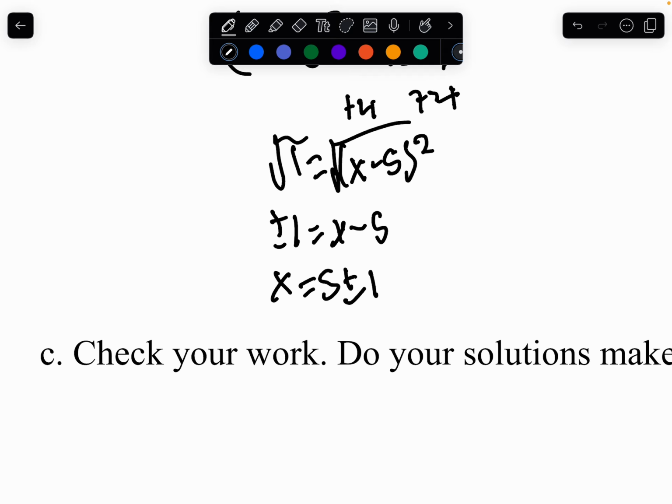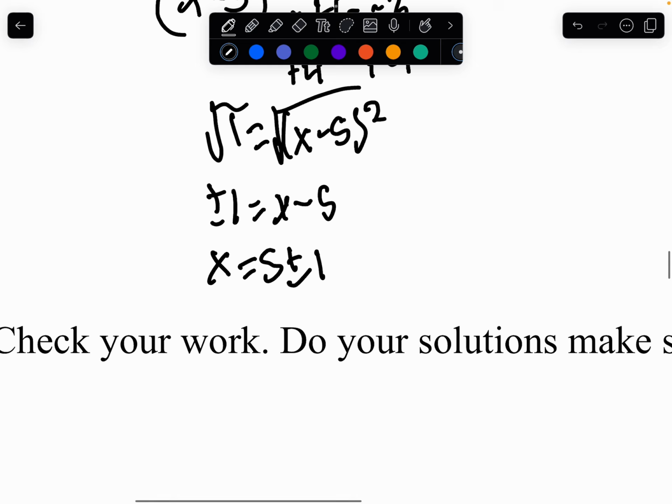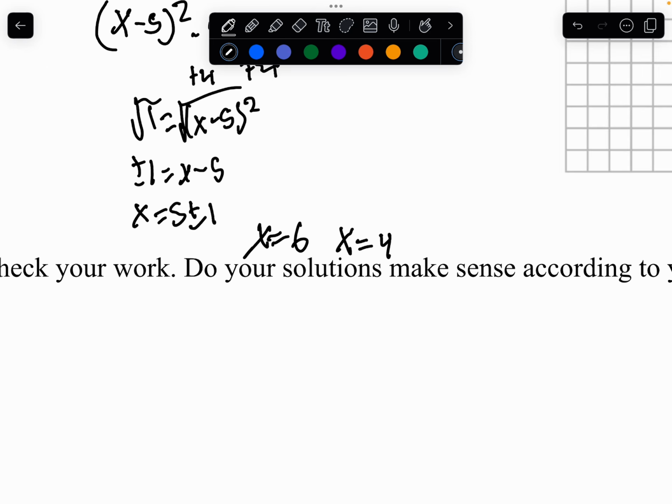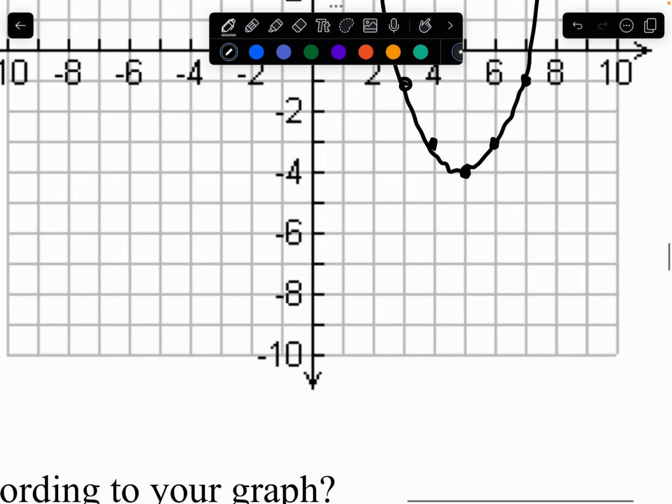Now how I like to think of it is you can go top and bottom. So for top, it's going to be 5 plus 1, so x equals 6. This is top. This is bottom, and for bottom, it's going to be x equals 5 minus 1, so x equals 4. And now that would be these points right here.